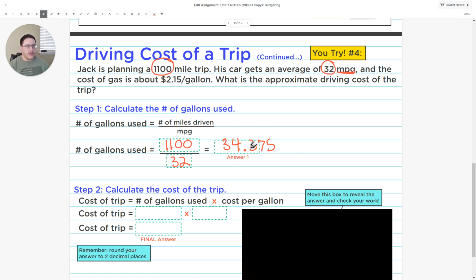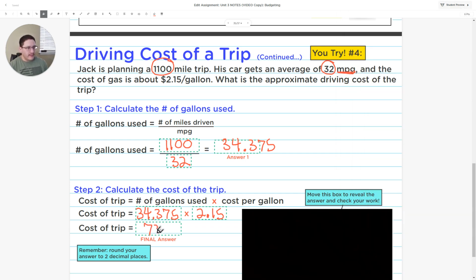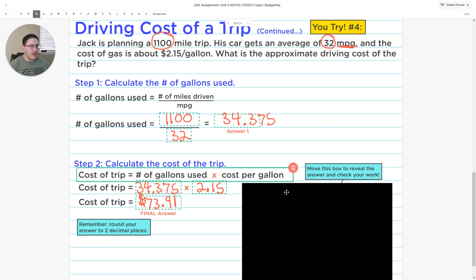Now to get the cost of the trip, we're going to multiply the number of gallons, 34.375, with the cost per gallon, which we know to be $2.15 for this scenario. So now multiply this number by 2.15, and the cost rounded to 2 decimal places will be $73.91. So 73.91 is the cost of this 1,100 mile trip. And that's it for you try number 4.